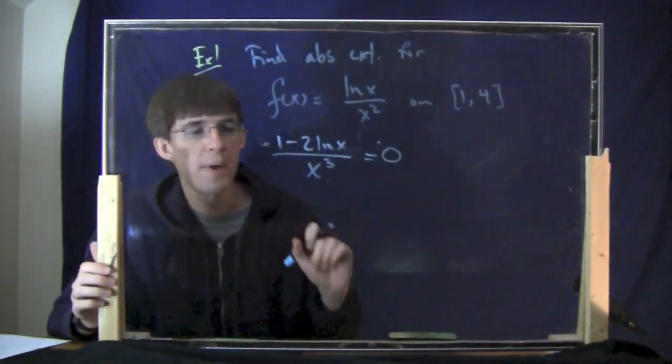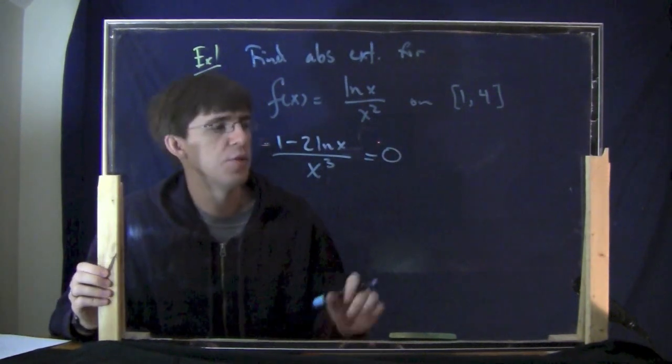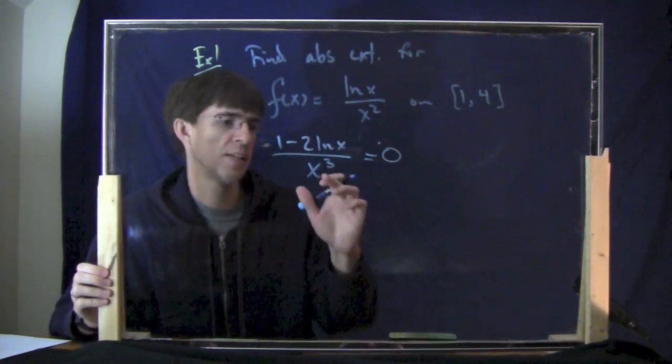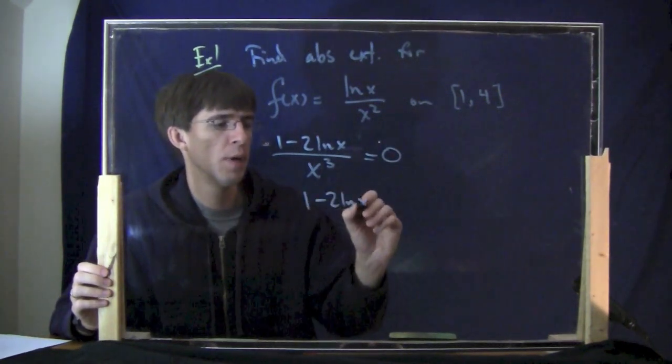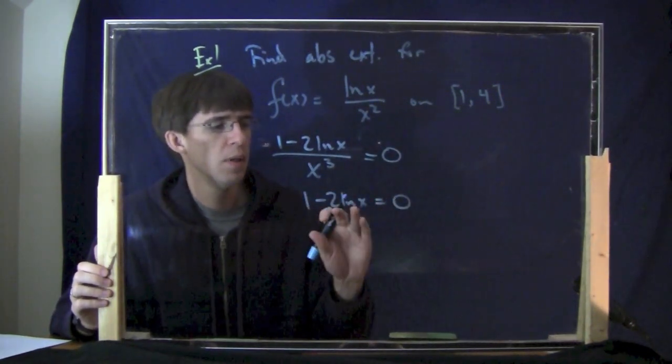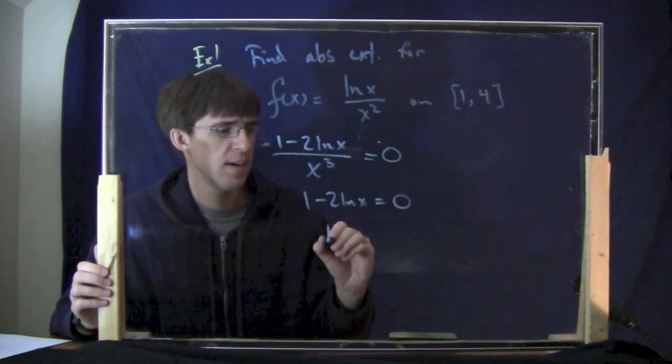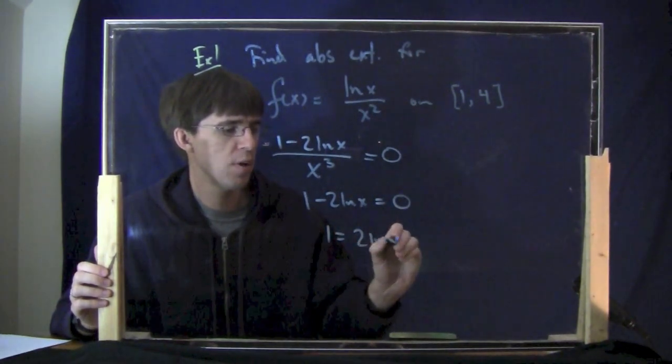Here I have the derivative 1 minus 2 ln x over x cubed. Setting it equal to 0, solve for x. First thing, multiply x cubed over here, and it goes away. 1 minus 2 ln x equals 0. Let's add this over to that side. 1 equals 2 natural log x.